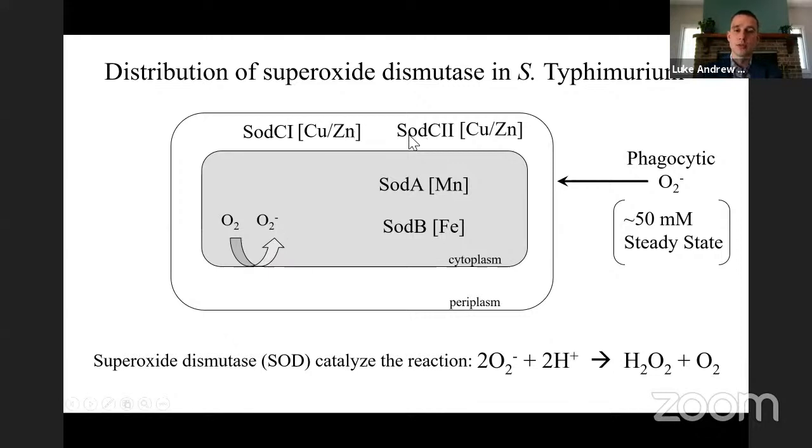SOD-C1 and SOD-C2 are both copper-zinc cofactor superoxide dismutases and are found within the periplasm. From a lot of previous research in our lab and others, we know that SOD-C1 is specifically important for protecting Salmonella from phagocytic superoxide. If we knock out SOD-C1 in Salmonella, it's 7 to 10-fold attenuated relative to the wild type strain.